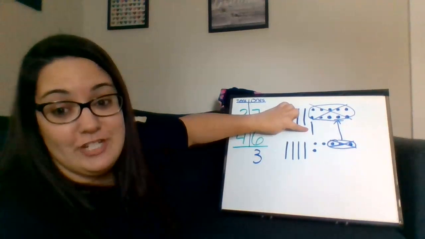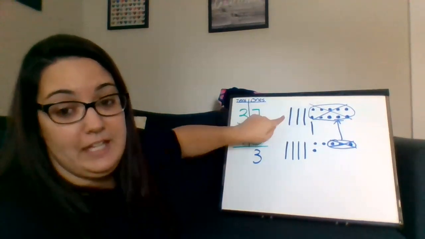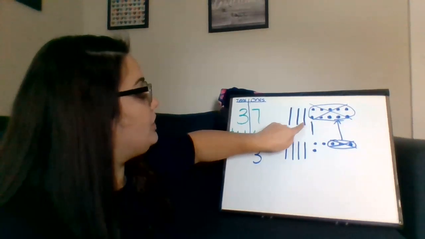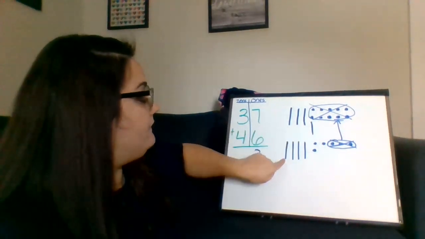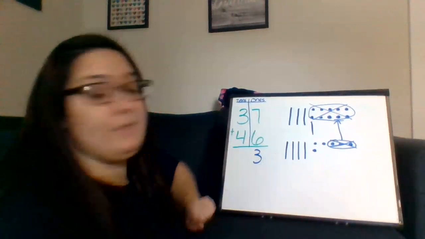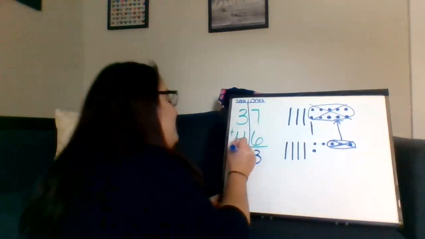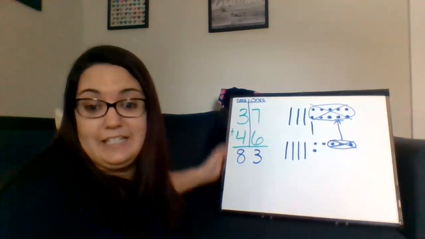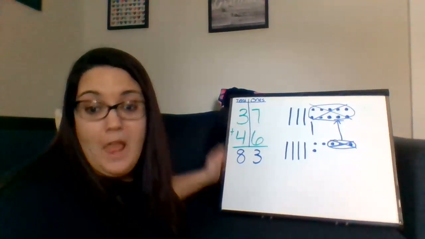I drew an extra 10 here to show the 10 that I made, so I have to make sure I count that when I count my tens. 1, 2, 3, 4, 5, 6, 7, 8. I have 8 tens now. That means 37 plus 46 equals 83.